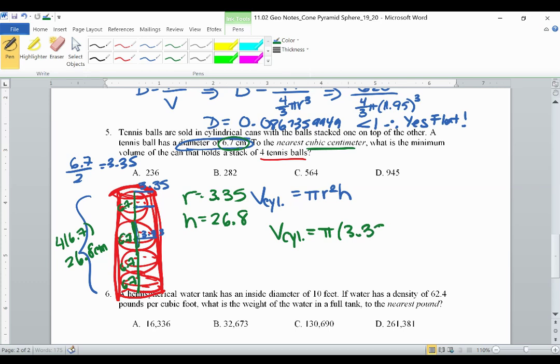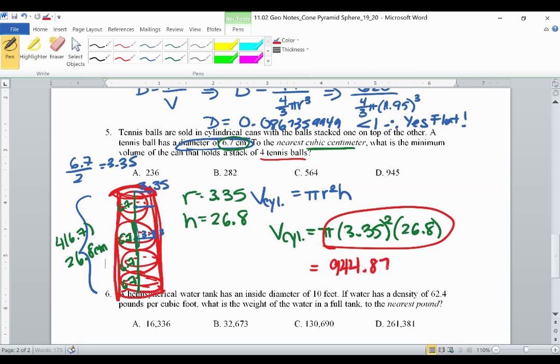So 3.35 squared times 26.8 pi. This one wants it to the nearest cubic centimeters. So, oh, I've got too many pi's in here. We want to just type in this entire thing right into your calculator. So if you need to, pause the video, type it in. All right, and we should get 944.874813, which is approximately 945.